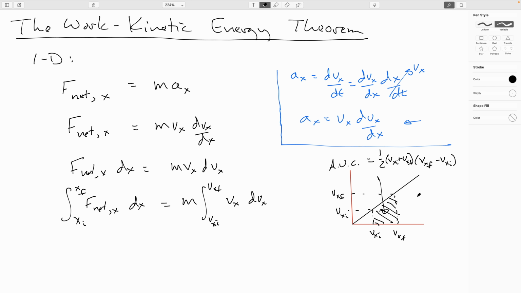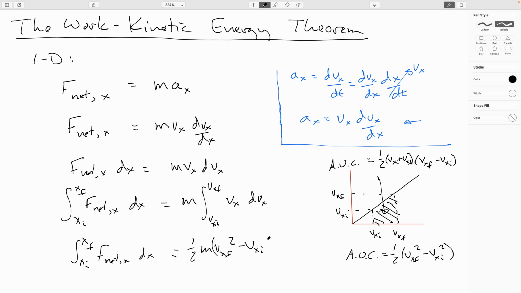So this whole area under the curve will equal 1/2 v_x final squared minus v_x initial squared, once you do the whole foiling and canceling. All right, so then this gives me whatever this is on this side. So I'm just going to say the integral from x initial to x final of the x component of the net force dx will equal m times this whole integral we said was 1/2 v_x final squared minus v_x initial squared. So this is 1/2 m v_x final squared minus v_x initial squared.